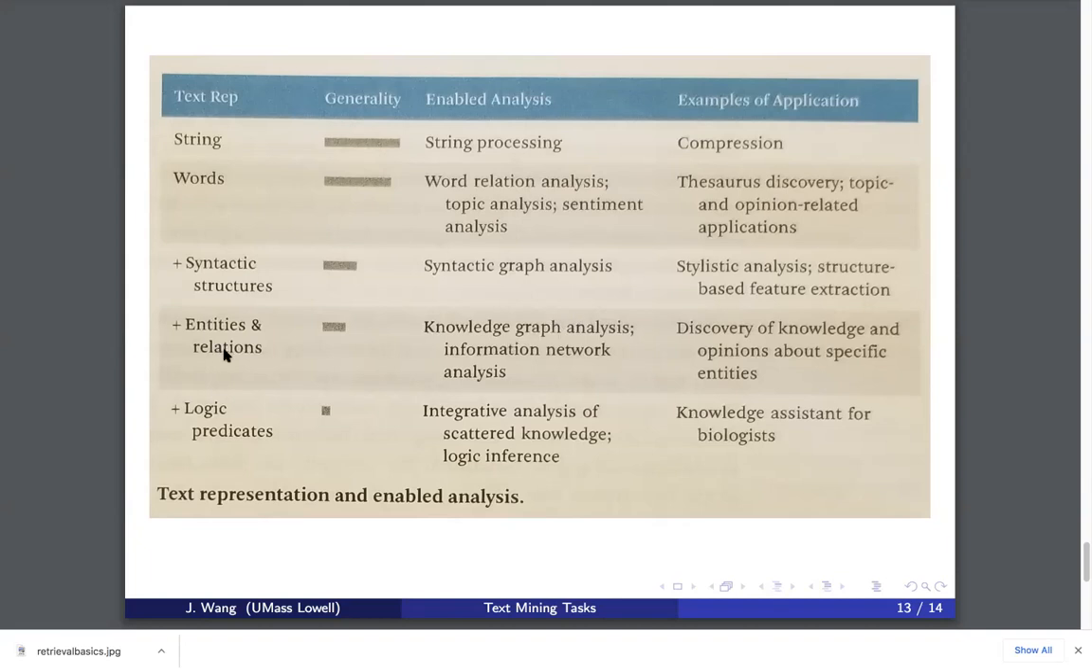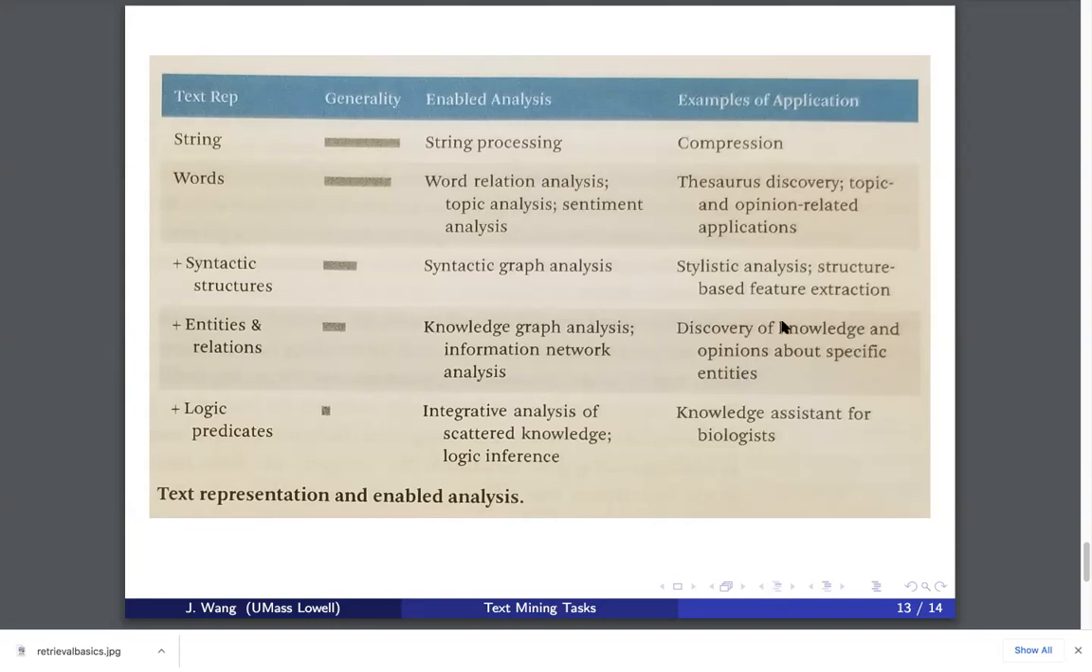And then the next one is entities and relations. Enabled analysis includes knowledge graph analysis and information network analysis. So you represent sentences, relations of sentences, or also relations between words, and maybe relations between events, right? So this can all be done. Examples of applications include discovery of knowledge and opinions about specific entities.